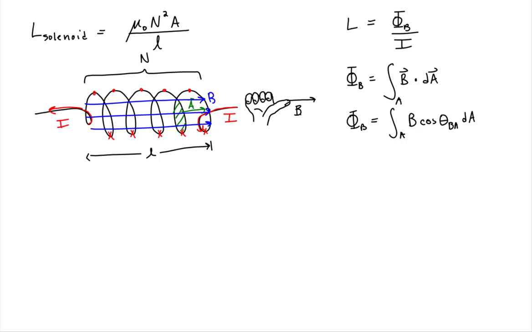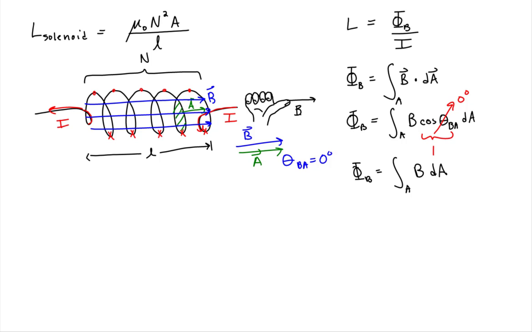And in this case, the two vectors we're concerned with are the magnetic field and the area vector. So notice from our diagram that the area vector and the magnetic field are parallel. So the angle between them is equal to 0 degrees. The cosine of 0 degrees is equal to 1. This means that we can rewrite magnetic flux to be equal to the integral over the area of the product of the magnitude of the magnetic field and the area differential of a loop.